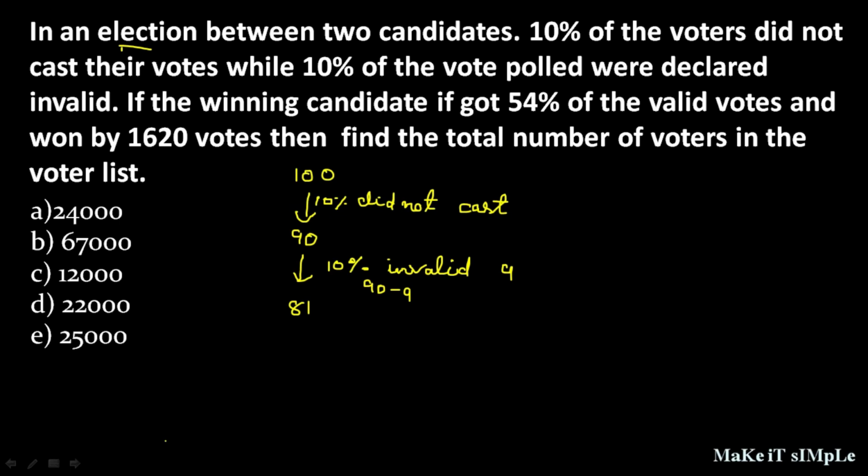From this 81, the data they have given says the winning candidate got 54% of the valid votes. This 81 is nothing but the valid votes. In these valid votes, the winning candidate got 54% from 81, and the losing candidate, how much might he have got? 46. Why are we writing 46?